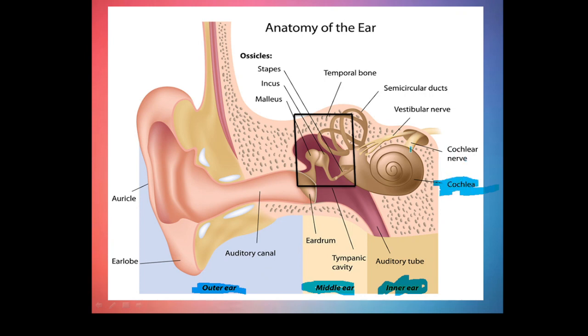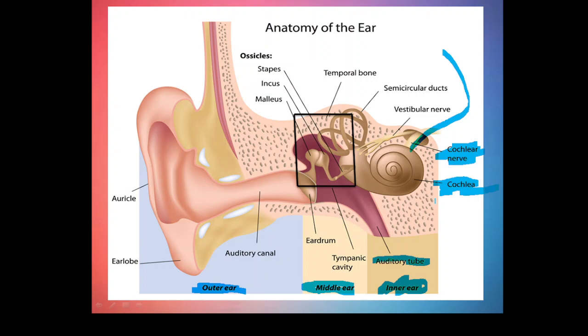And from this cochlea one nerve is going, and it is connecting to the brain or the CNS, that is the central nervous system, that is the cochlear nerve. And here is the auditory canal. That's the extension of the auditory canal that you have seen. It is now converted to the auditory tube.